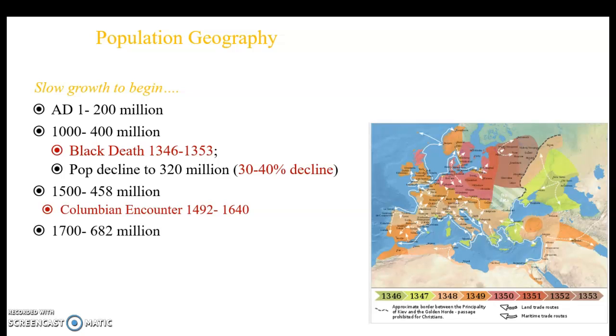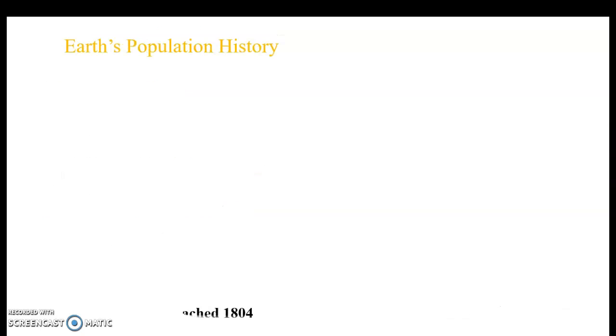By 1700, the world's population started to rebound again. We had 682 million people. And then by 1750, the advent of industrialization, we had just under 800 million people. In 1804, it's believed that the Earth reached 1 billion. 123 years later, that number doubled. So less than a century ago, there were 2 billion people on Earth. Keep that in mind.